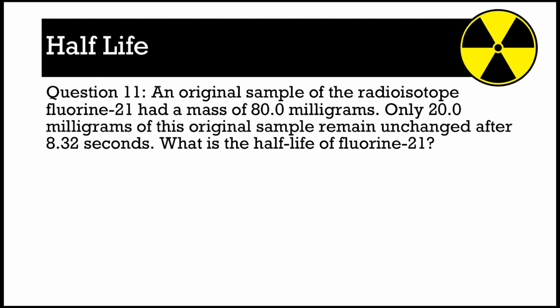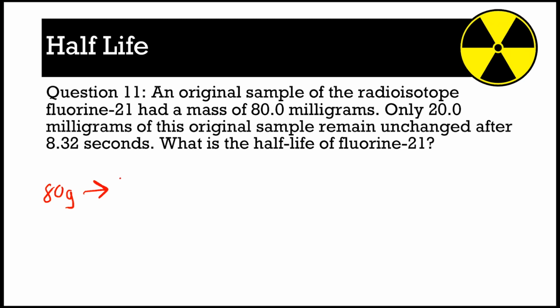What is the half-life? So, the way we go about these types of questions, you have to figure out how many half-lives. We're given the total amount of time that has gone by. And we know where we start, we know where we end. So we have to figure out how many half-lives occurred, and then divide that by the total time. So, we're starting with 80 grams. That's where we're starting with. We want to end with 20.